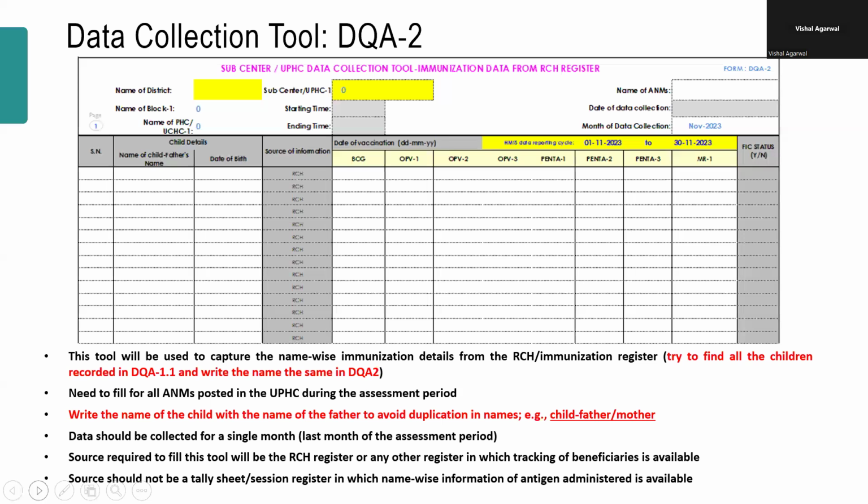So again, the DQA tool number 2, sorry. This is the exact same replica of DQA tool number 1.1. The difference is only the source which we require to fill this tool. In DQA 1.1, we have used tally sheet or session registers, but in DQA 2, we are using the RCH register or immunization register, in which all tracking of a particular beneficiary can be available. And the same, we have followed the same pattern like child name with the name of father to avoid any kind of duplication. Data should be collected for a single month, preferably for the last month of the study period. So we have collected the data from June to November. In our case, we have collected November month data for DQA 1.1 and DQA 2.